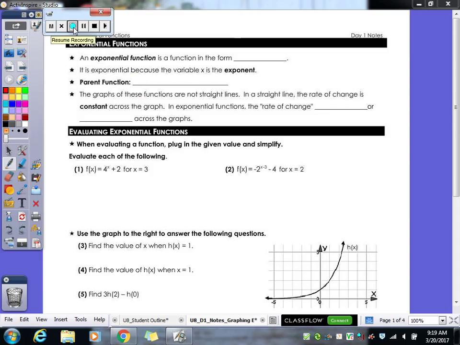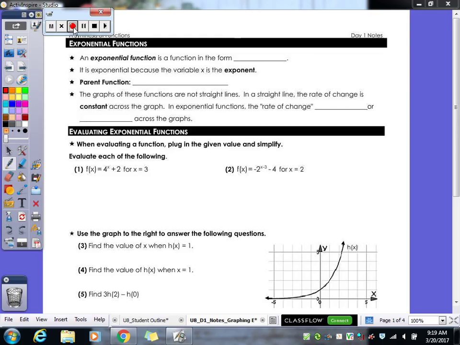Right, so this unit is called our synthesis of functions unit. What it does is we are putting together everything that we've learned so far. We have three more types of functions we have to learn how to graph. But we have to start comparing some of our various graphs, and you have to be able to compare them using a table, using the graph, or using the equation of it.